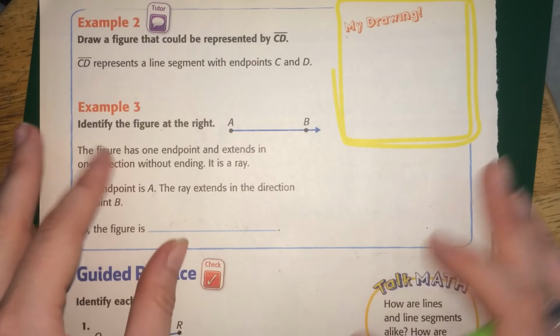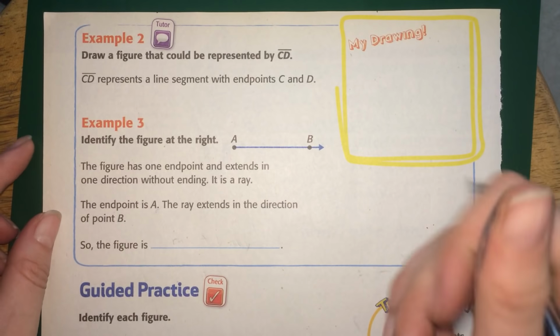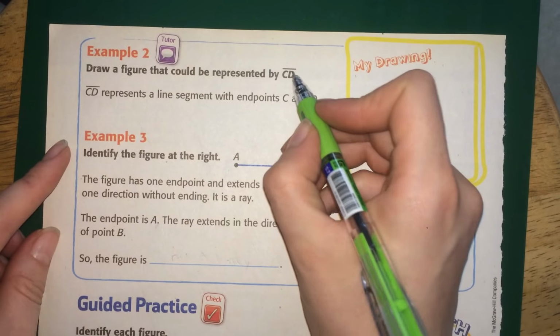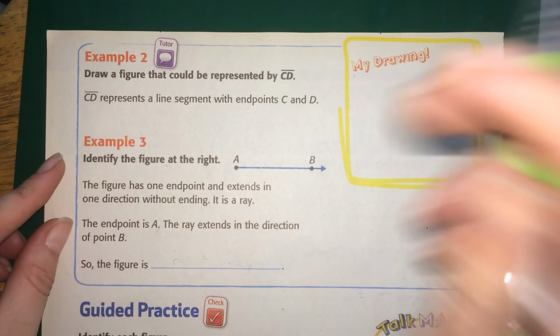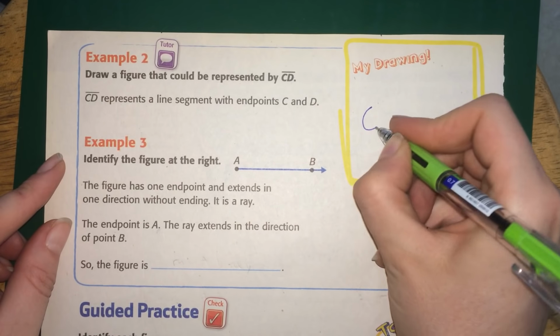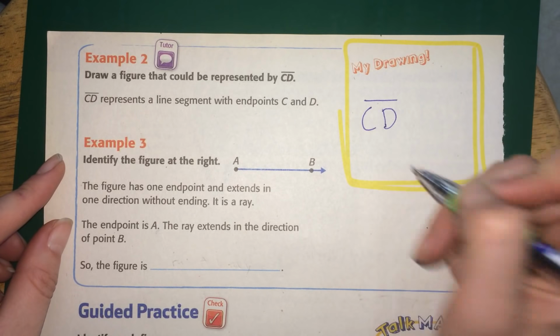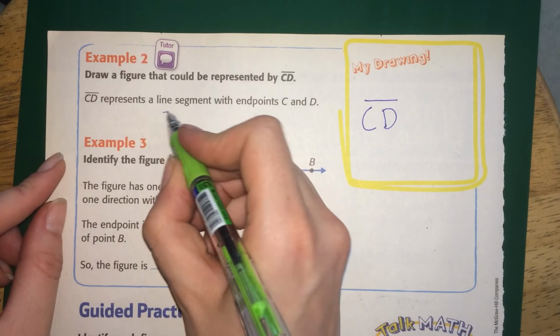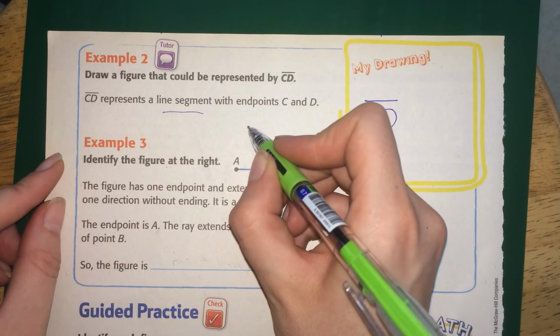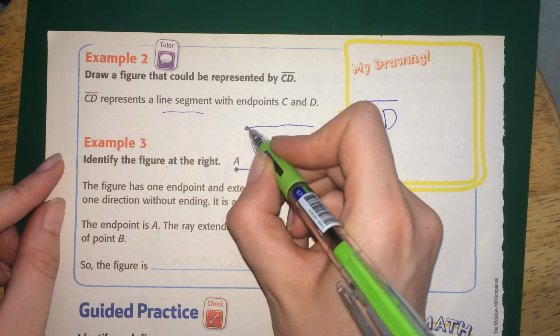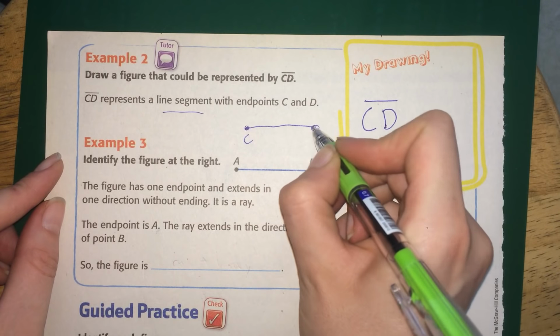All right, let's see. Draw a figure that could be represented by CD. Ooh, okay. Let's look close. CD. So it's like this. CD. And it doesn't have any arrows at the end. So I know this is going to be a line segment with points C and D. So that's C, and this is D.